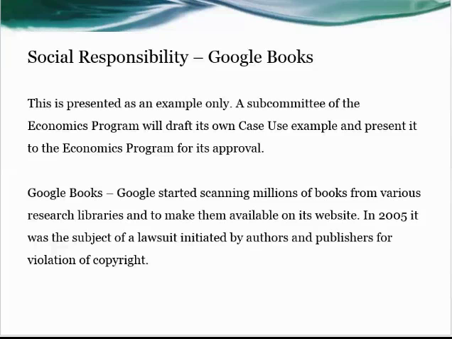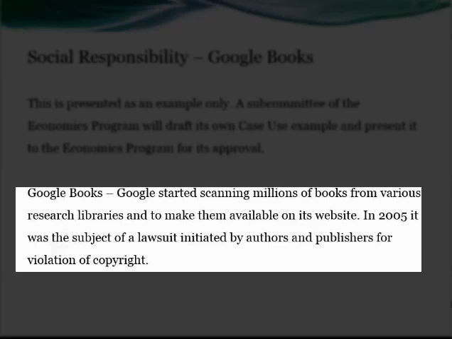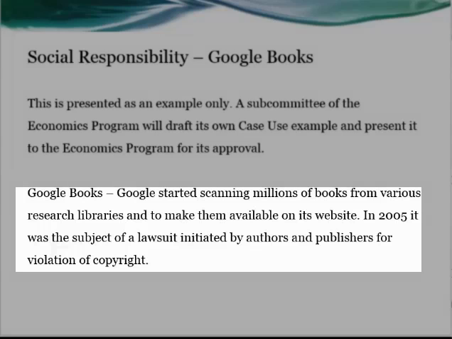The only reason we can't use this, we could, but it's a little bit dated, and there's too much data already on the internet about this, too many articles written about it that will kind of spoil things a bit. But the Google Books example is a great one. Google started scanning millions of books from research libraries and began to make them available on its website back in 2004. And it didn't take long. In 2005, it was the subject of a big lawsuit initiated by authors and publishers for violations of copyright.